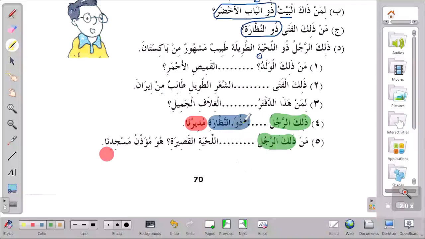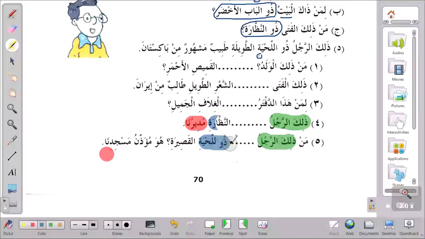Because I told you that this part of the sentence, I want to do something for you. This part of the sentence, the zu lehyati, this part. Let me change it. See it.